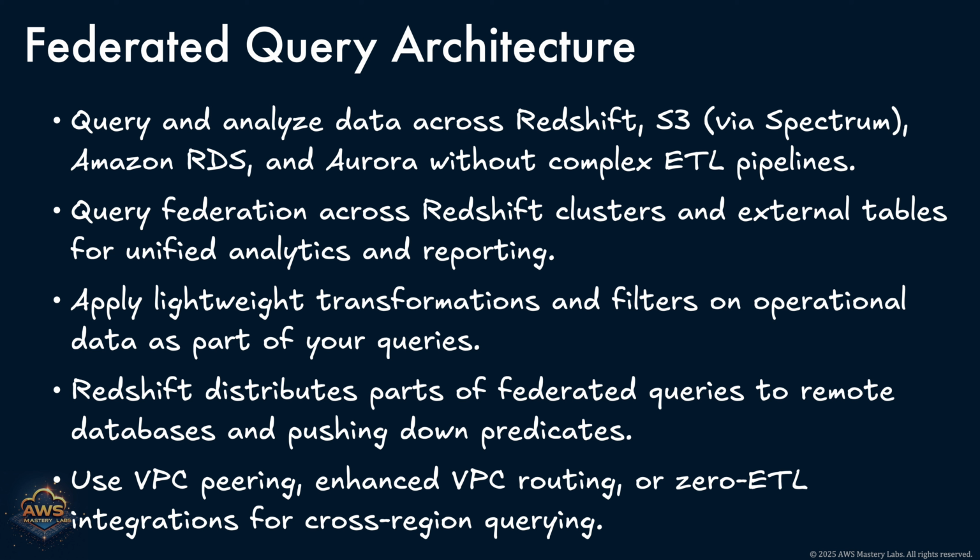For organizations operating in multiple AWS regions, cross-region query strategies such as VPC peering and enhanced VPC routing enable secure, low-latency access to remote data sources. This flexibility is essential for global enterprises that need to analyze distributed datasets in real time.